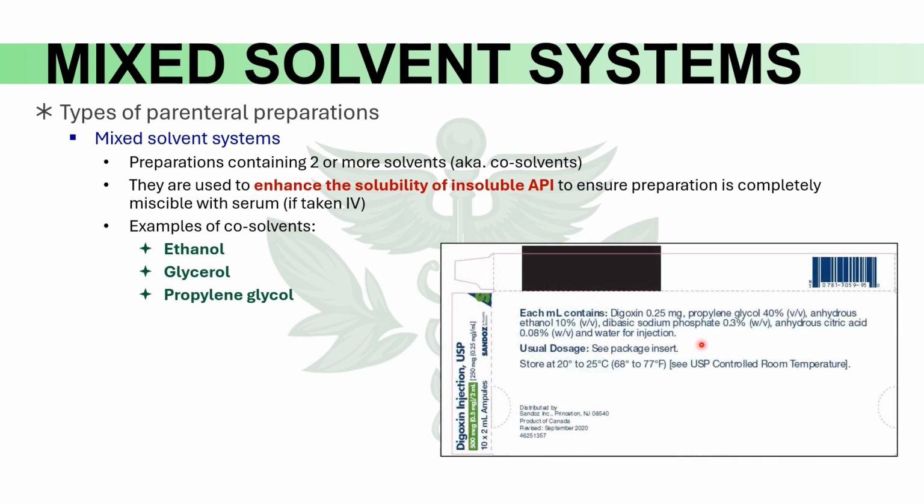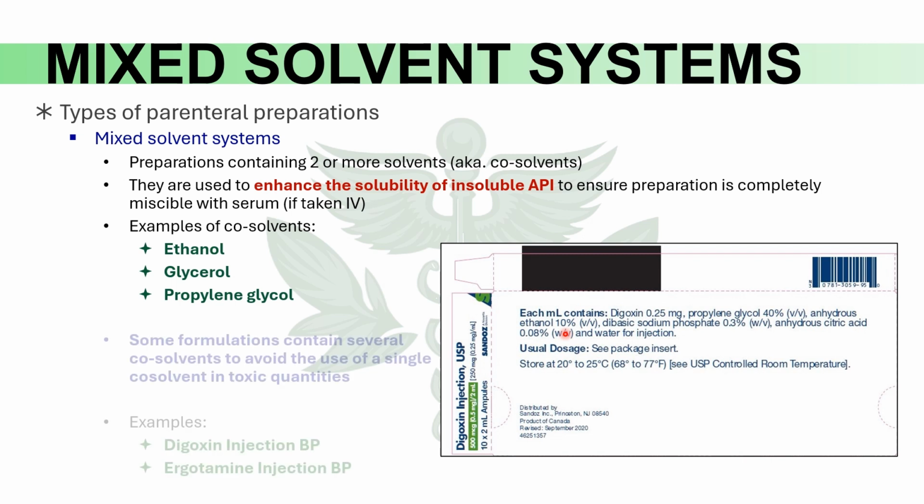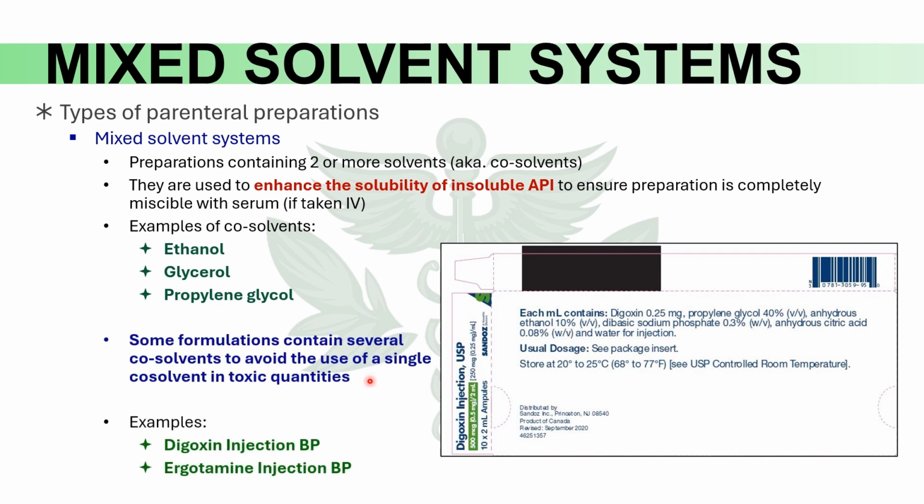And here is another label of the digoxin injection, and I want us to notice that propylene glycol and anhydrous ethanol are used as the co-solvents to enhance the solubility of digoxin. Some formulations contain several co-solvents to avoid the use of a single co-solvent in toxic quantities, and examples are the digoxin injection and the ergotamine injection.